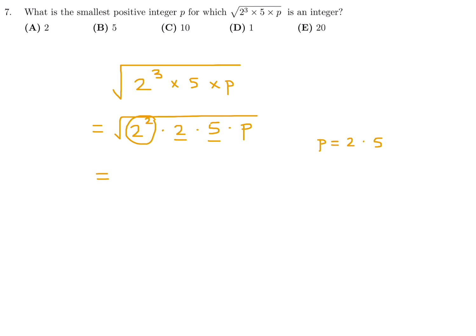So that's the way I would do it. It's a little bit better mathematically. So that means that p is equal to 2 times 5, which is 10. And like I said earlier, you can also just do it the long way, which is keep plugging in these values, answer choices, into this equation and see which one gives you an integer. Either way would work. So number 7, the answer is C.